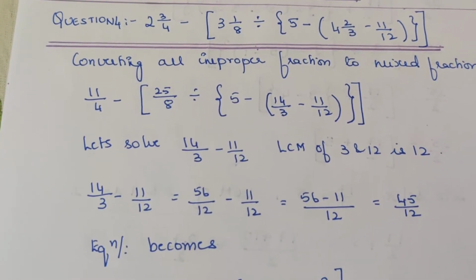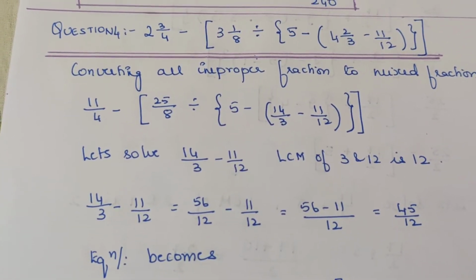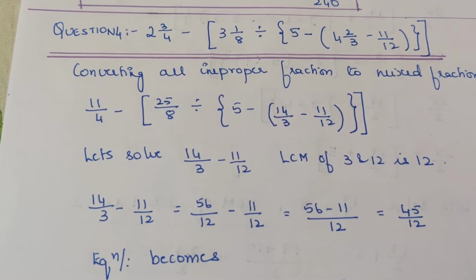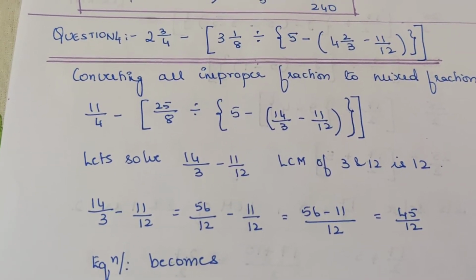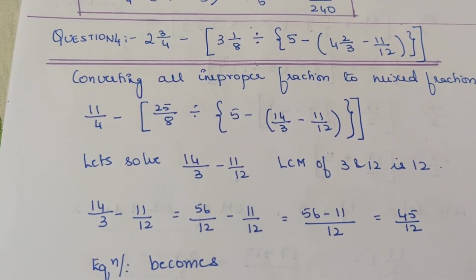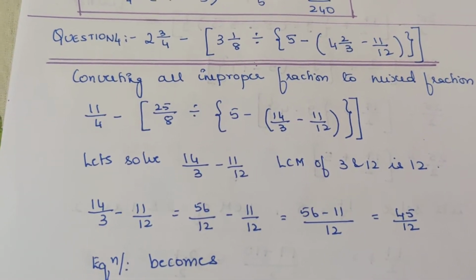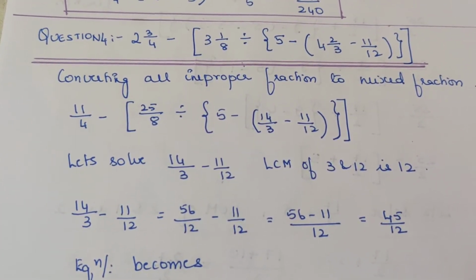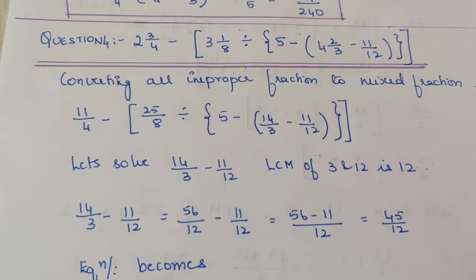Now, 14 by 3 minus 11 by 12 is equal to 56 by 12 minus 11 by 12. That is equal to 56 minus 11 by 12. That is equal to 45 by 12. I am just pausing for a few seconds here.